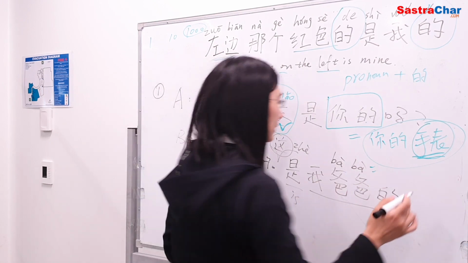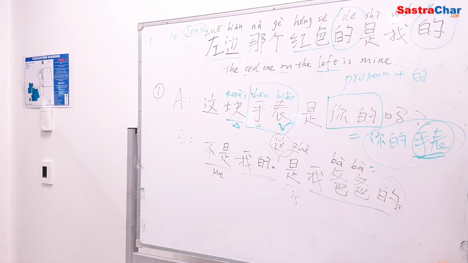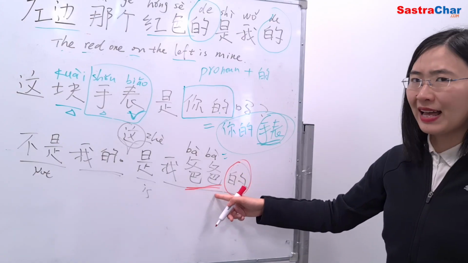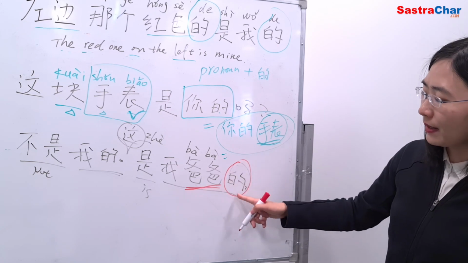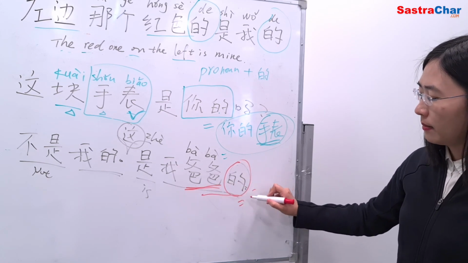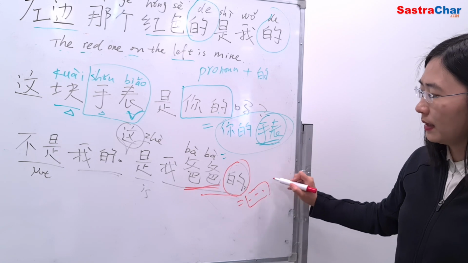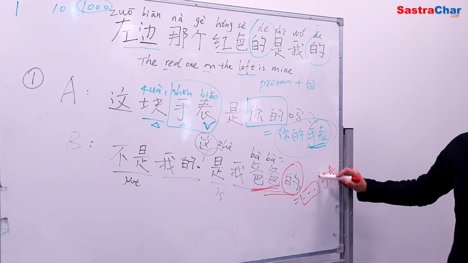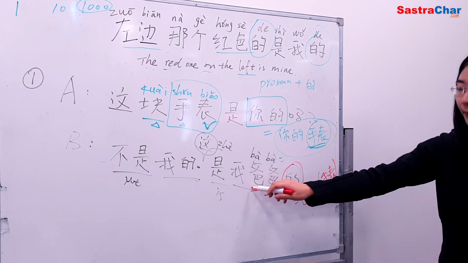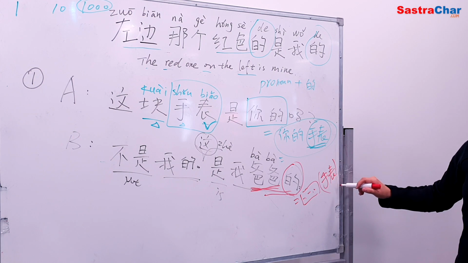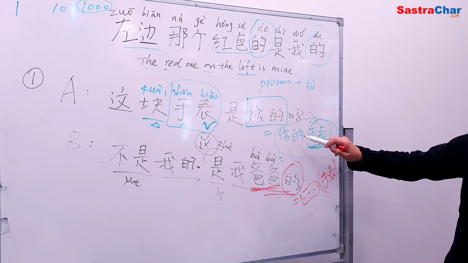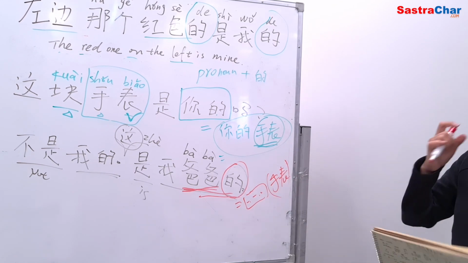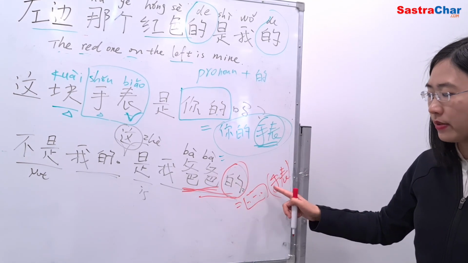Okay, so here again we have the 的 here, and the 爸爸 is a noun. You can see it as a noun or a pronoun. So 爸爸的 actually equals 爸爸的手表. So you omit 手表 again here. 你的 equals 你的手表. 爸爸的 equals 爸爸的手表. So it's like father's equals father's watch.